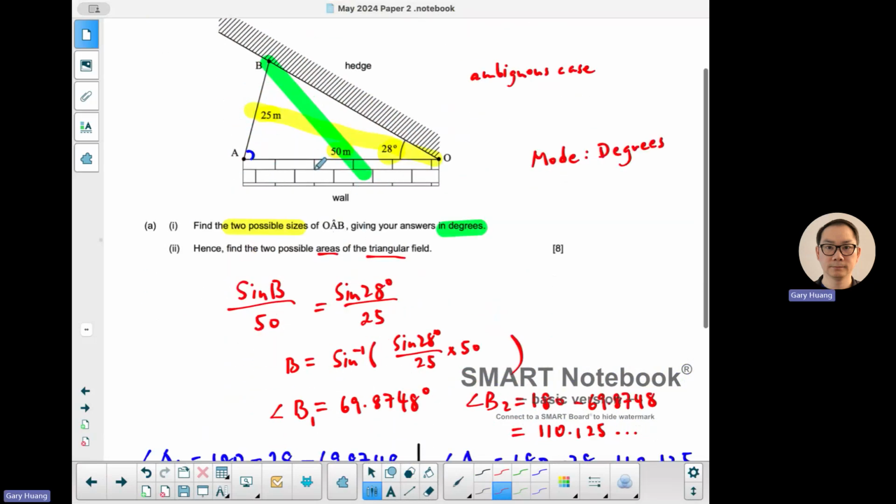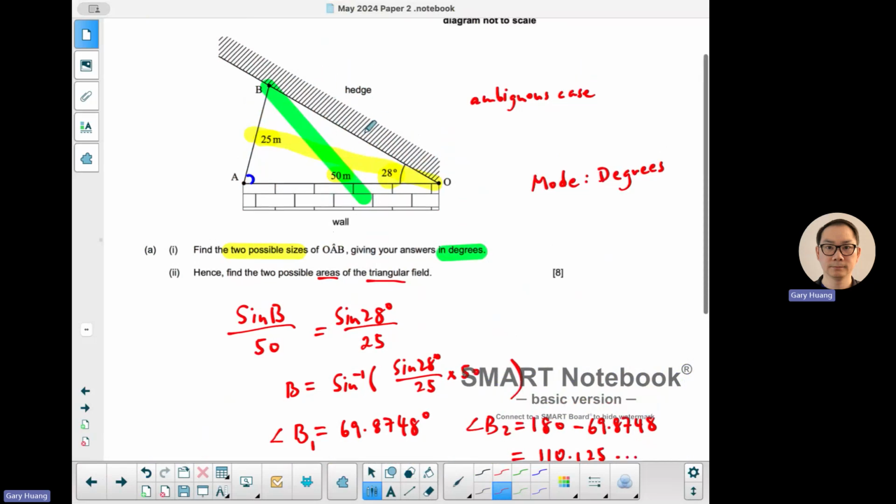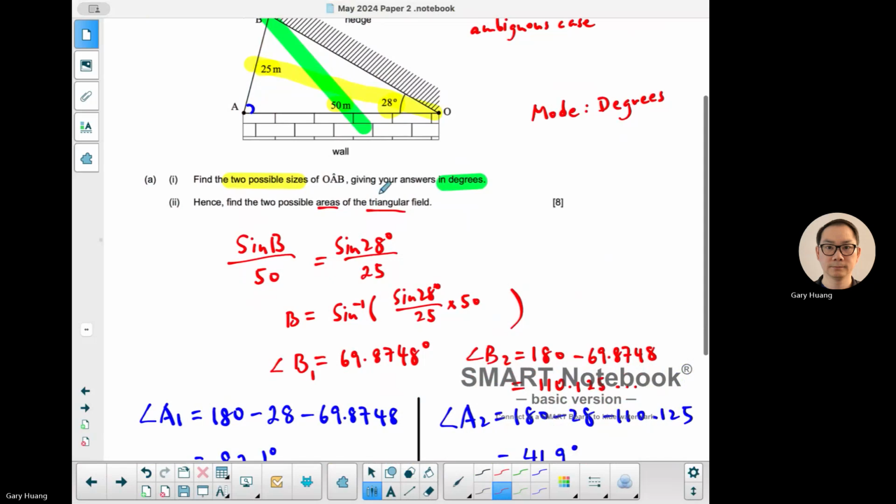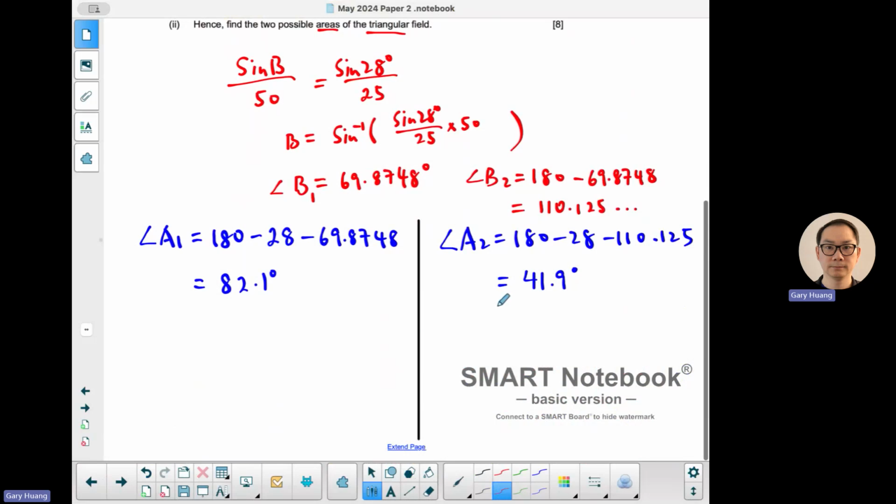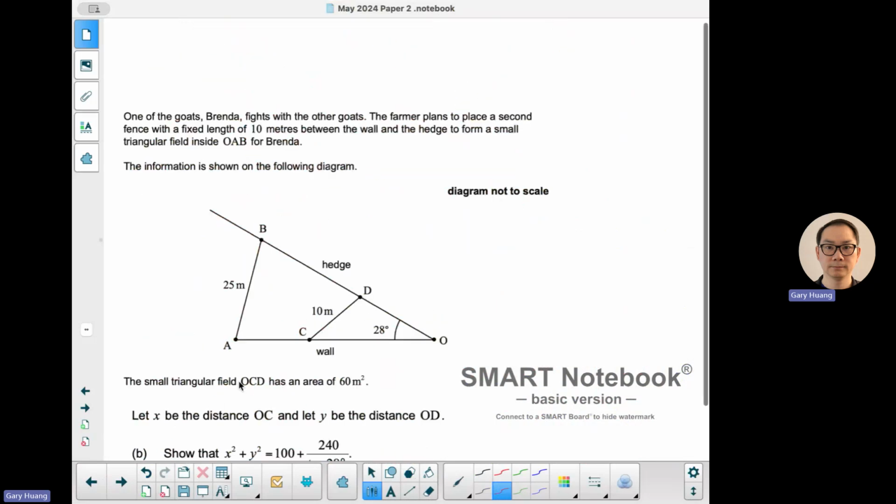Half ab sine C. If you want to use the 28 degrees, then you have to find this length. So the easiest would be to use 25 and 50 and then use the angle A that you just calculated. Half ab sine C. Okay, next part of the question.